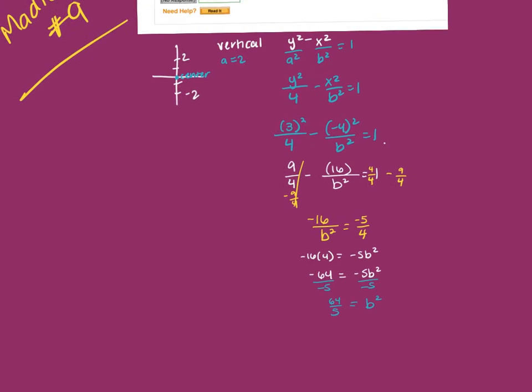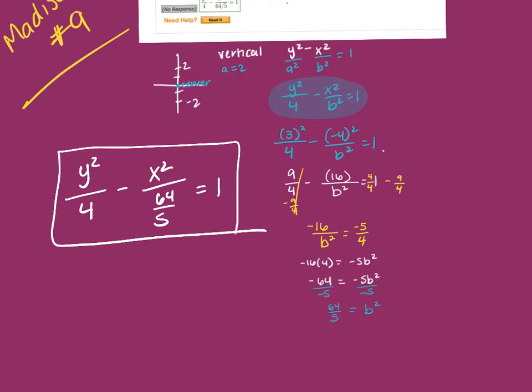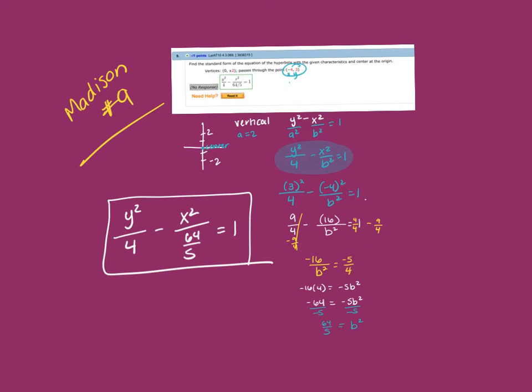Then I have to go back up to the equation that I had, which is here. The only unknown I had was the b squared, which I now know. So y squared over a squared, which was 4, minus x squared over b squared, which was 64 over 5, equals 1. And there's the standard form of the equation.